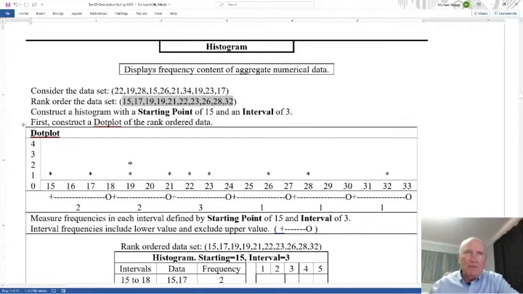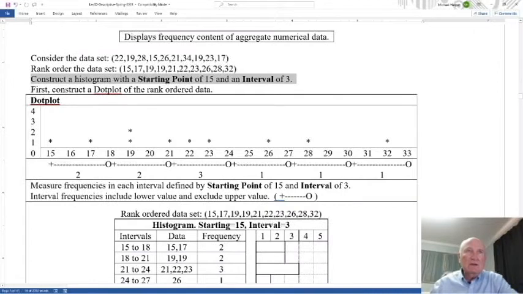It's rank ordered. Now construct a histogram, and a histogram requires 2 pieces of information. One, a starting point, let's say 15, and an interval, let's say 3. Now I selected 15 and 3. As it turns out, those 2 numbers are arbitrary. And we'll get into that here in just a second.